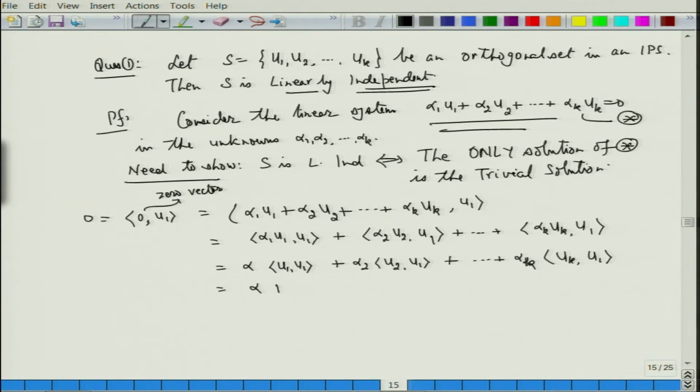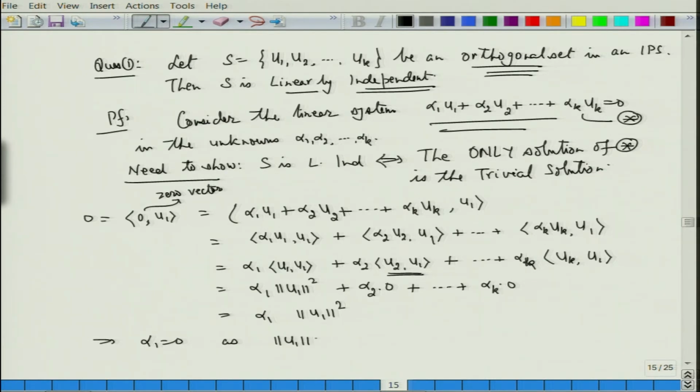This is the same as alpha 1 times u1 squared plus alpha 2 times... my set was orthogonal. Now since our set was orthogonal, it means that the inner product of u2 with u1 is 0, and so on till alpha k times 0. So this is alpha 1 here, as usual the same as alpha 1 times the length of u1 squared. Fine. So this implies alpha 1 is 0, as the norm of u1 is not the 0 vector.